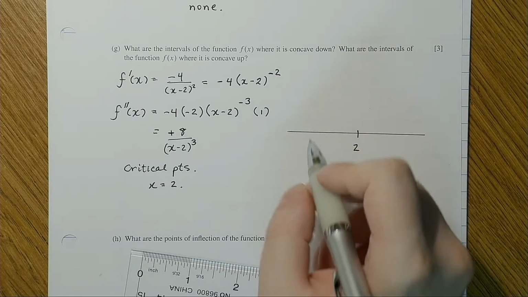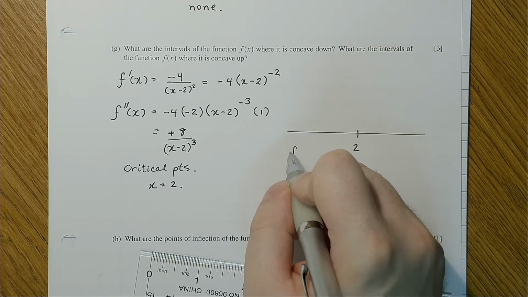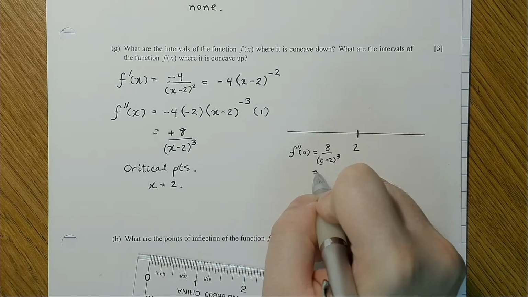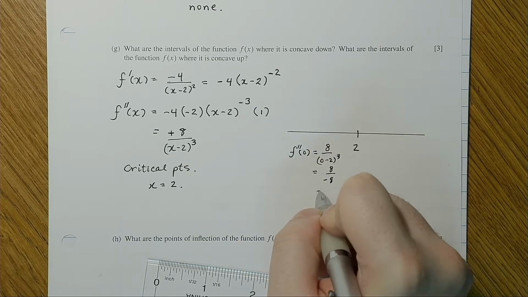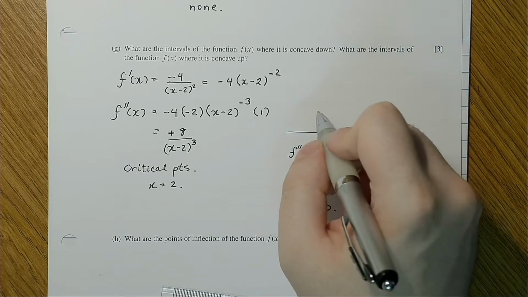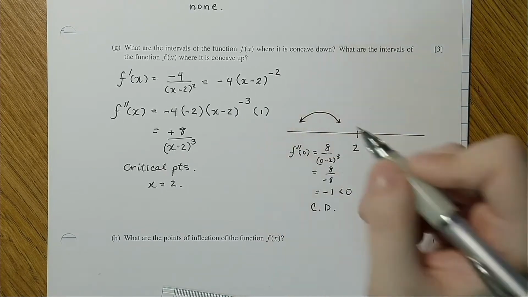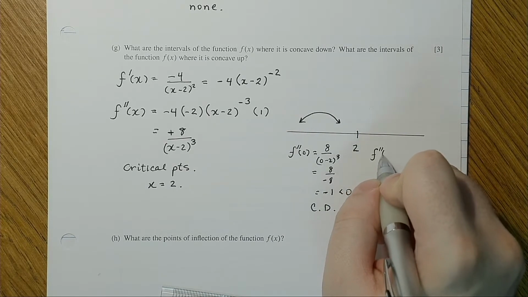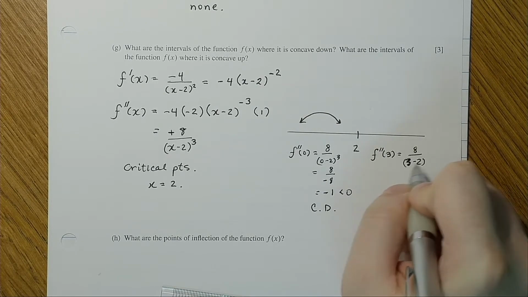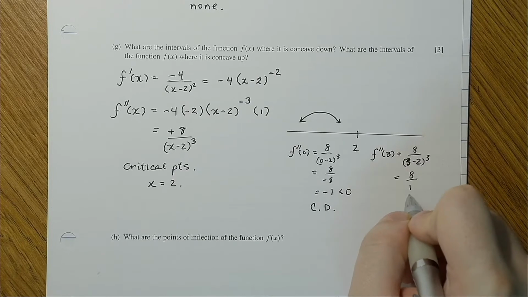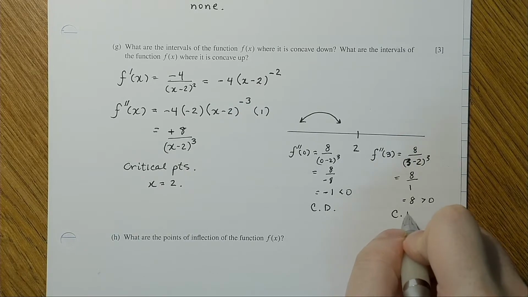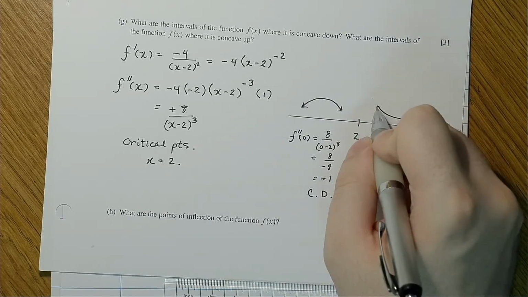So over here, I have f double prime at 0, and that's 8 over 0 minus 2 cubed, which gives me 8 over minus 8, which is minus 1, which is less than 0, which means that this is concave down, which means then it's kind of like this shape. And over here, I'll pick 3, so I get 8 over 3 minus 2 cubed, or 8 over 1, and that's equal to 8, which is greater than 0, which means that that's concave up, so it's a happy face.